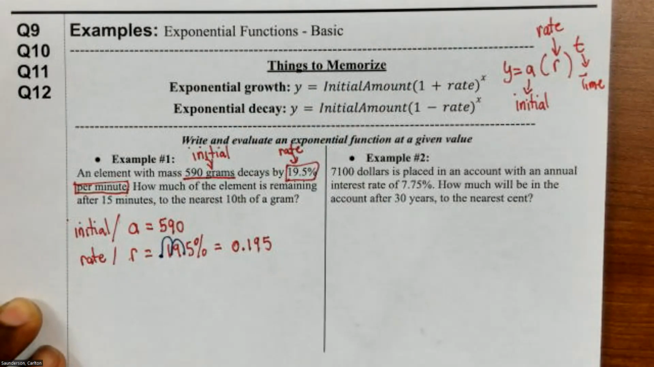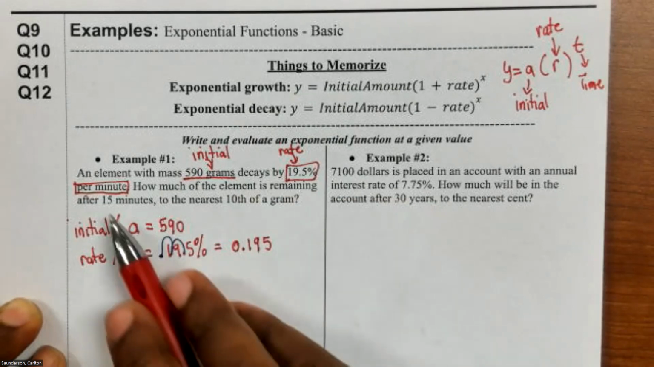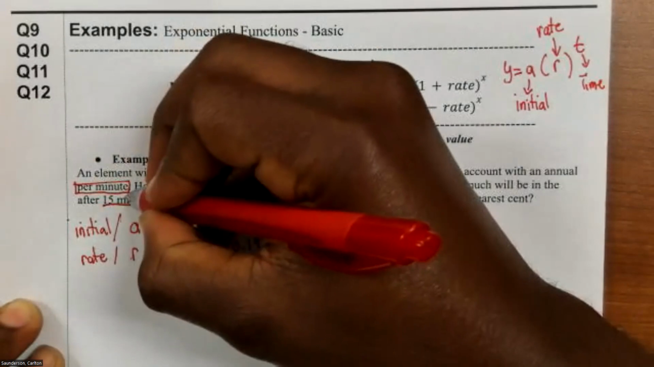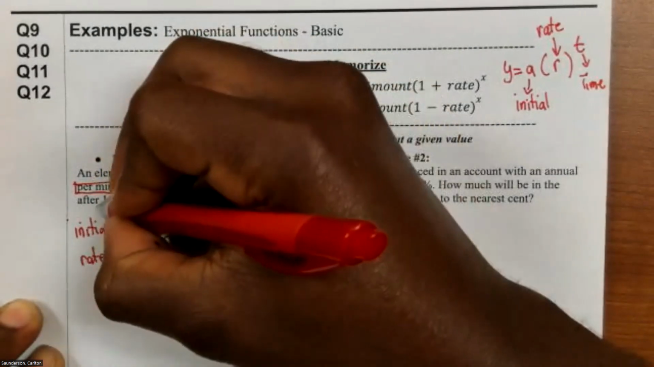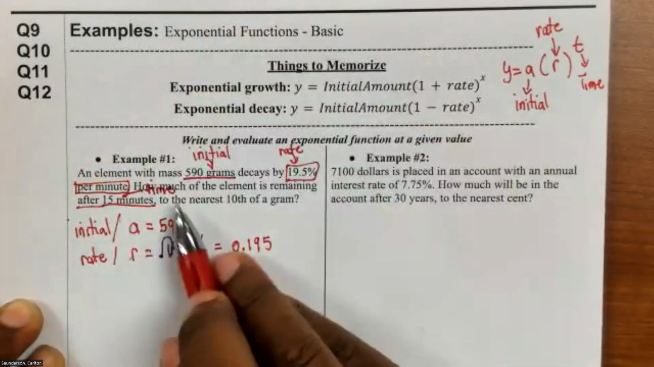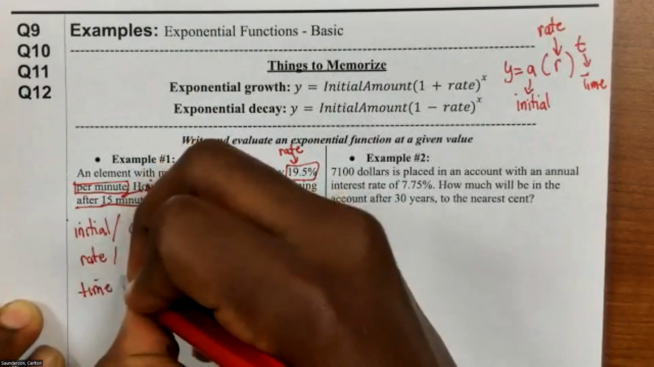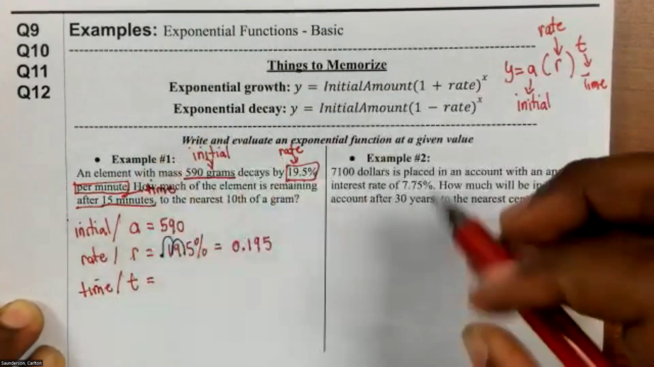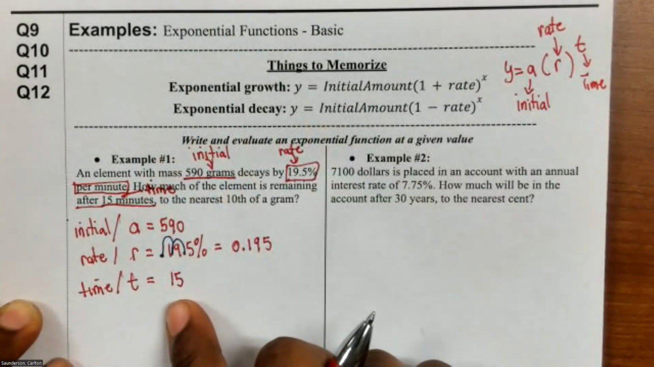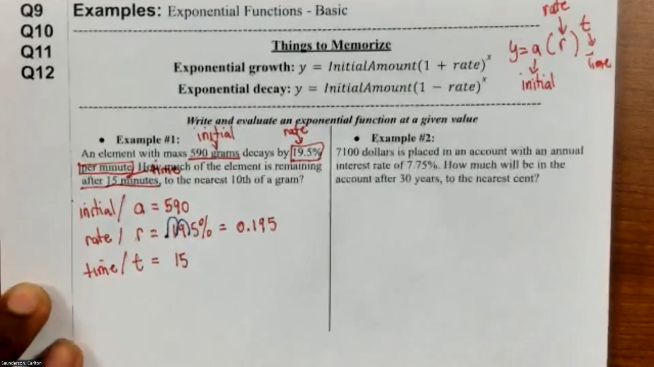Now we're going to identify our time. It says how much of the element is remaining after 15 minutes. That 15 minutes is the time of change. Because it says after 15 minutes, that's the time, so your time, or your T, is equal to 15. You leave it as just 15. All I have to do now is plug them into this general form.